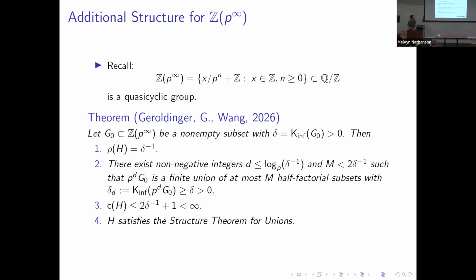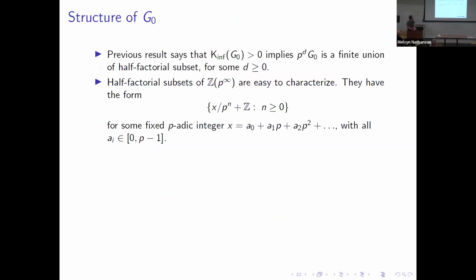And the reason partly why this is a structure is that we know what the half factorial subsets look like inside a quasi-cyclic group. In a general group, half factorial subsets can be difficult to characterize. For quasi-cyclic groups, they look like this. You fix the numerator and let the denominators go from p to p squared, p cubed. The numerator is going to be a p-adic integer, so we allow this infinite sum, but eventually it's going to divide out and be 1. And once it's an integer, it gets absorbed into Z, so it's all fine mod 1. These are what the half factorial subsets look like inside a quasi-cyclic group.